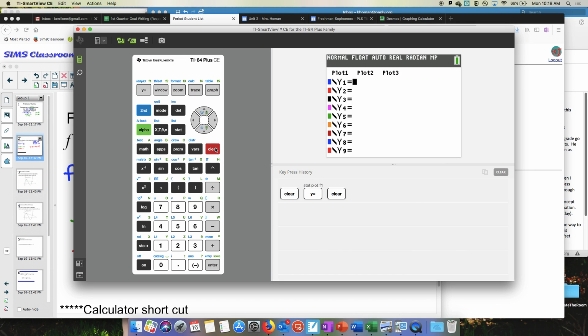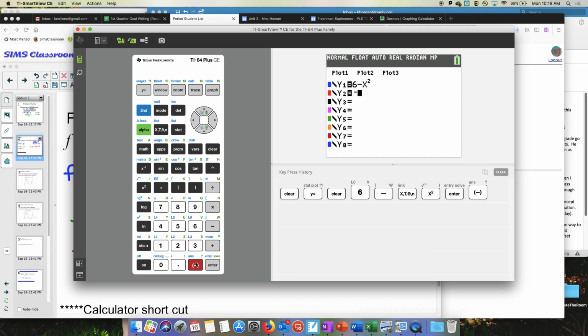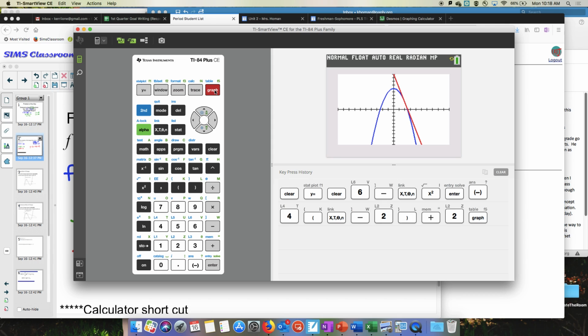So we had 6 minus x squared, right? In our tangent line equation, negative 4 times x minus 2, and then I could add 2 over. So there's our parabola, and there you can see at x equals 2, our tangent line.